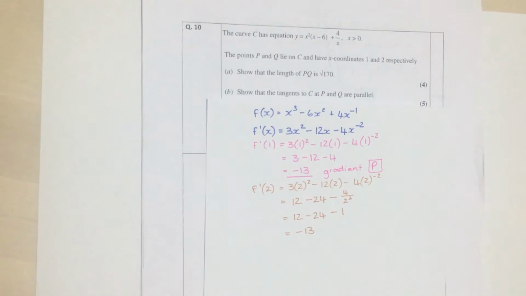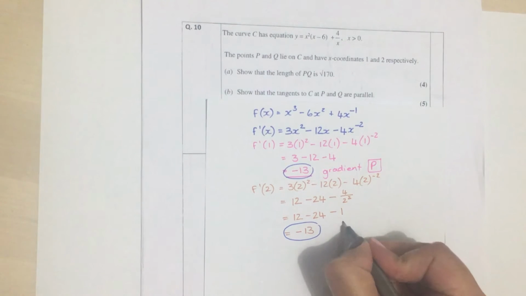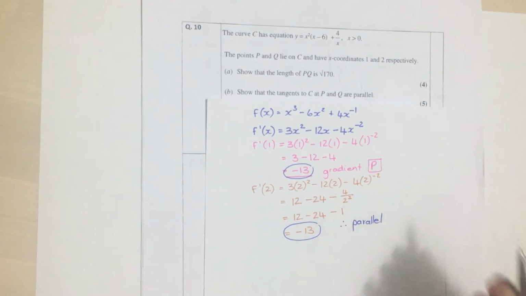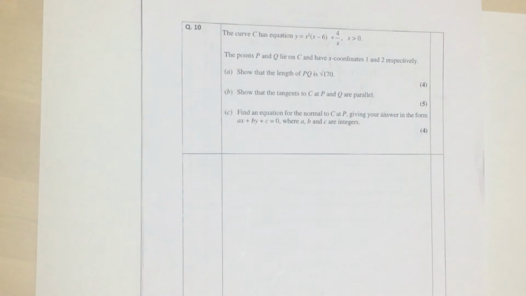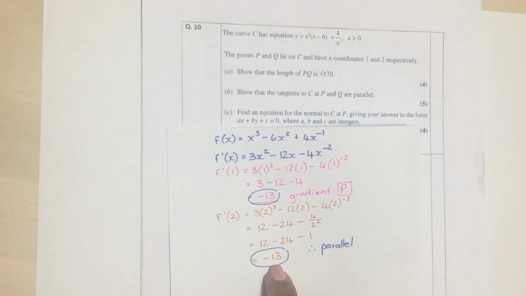And because that gradient and that gradient are the same, it means that the lines will in fact be parallel to one another. Okay. For the third part of this question, find an equation of the normal to C at P, giving your answer in the form ax plus by plus c equals 0, where a, b, and c are integers. So you need to know that the normal will be perpendicular to these lines.